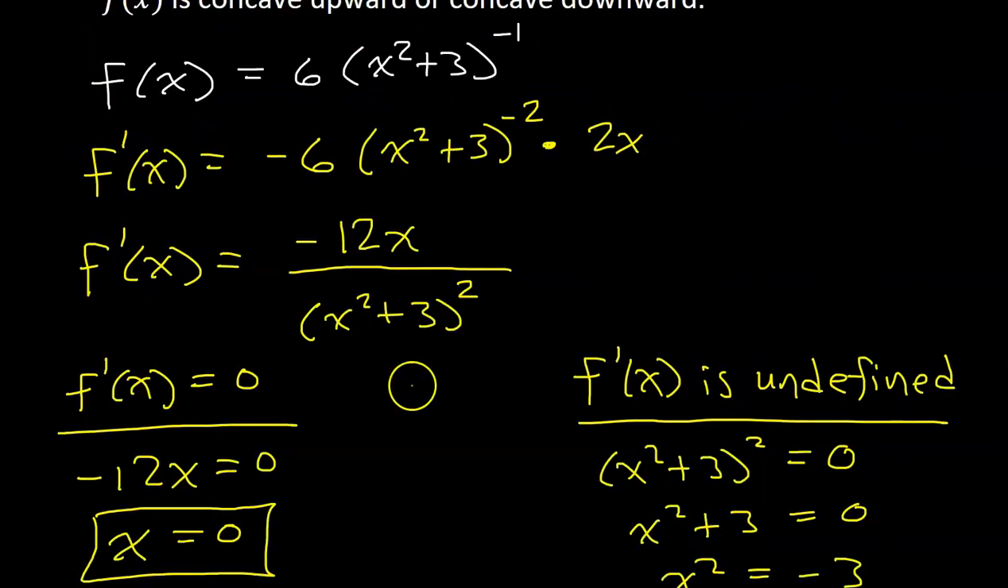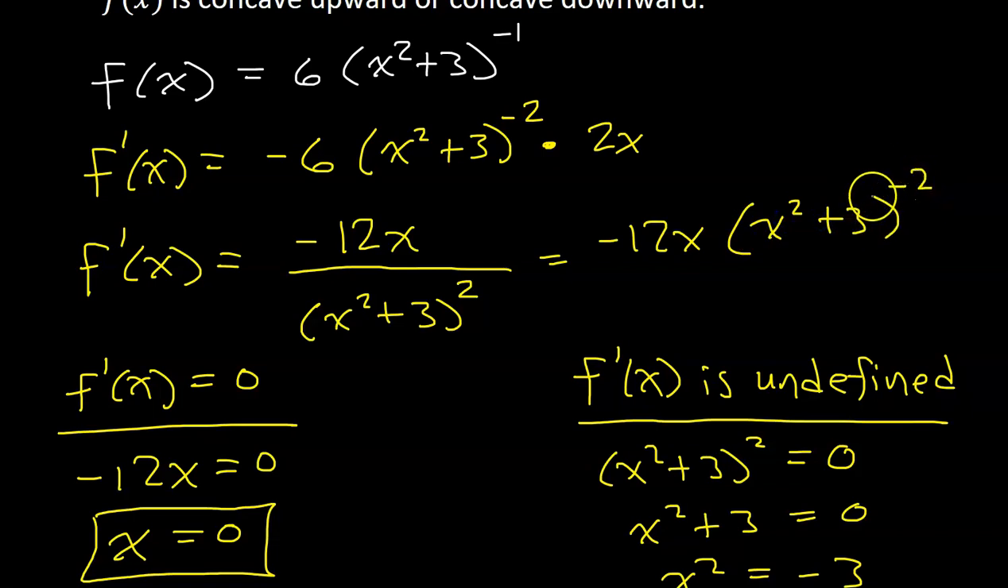I would love to take the derivative of this derivative, but again, I really do not want to do the quotient rule. So I'm going to avoid that once again by rewriting this using negative exponents. So this would be the same thing as having negative 12x times, and I'm going to do the x squared plus 3 to the negative 2 power. The negative 2 power would drop me right down to the denominator. This would be the same thing. But in this form, I can use the product rule.